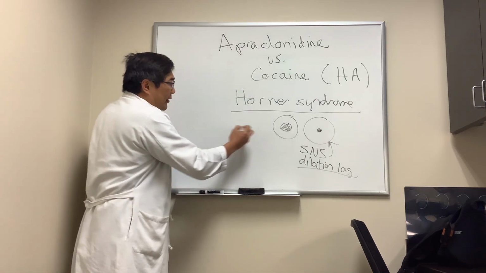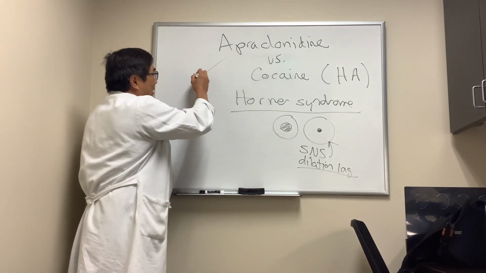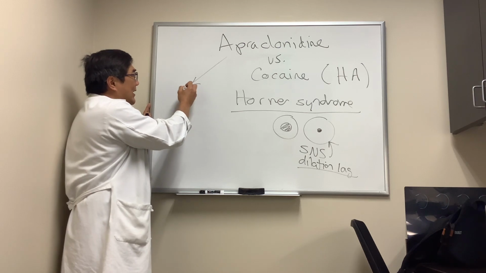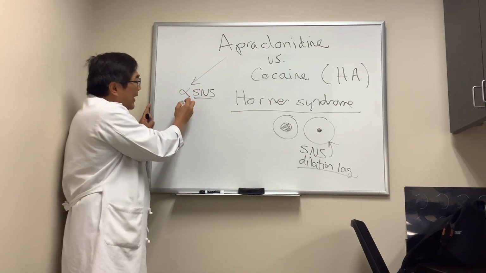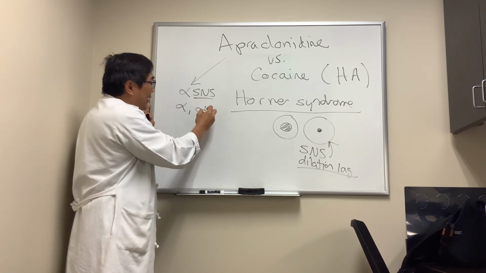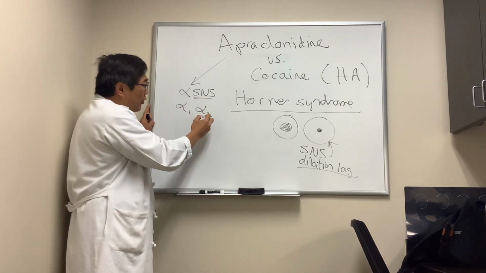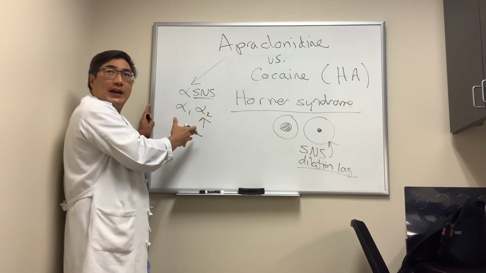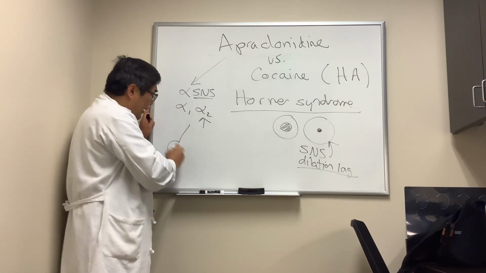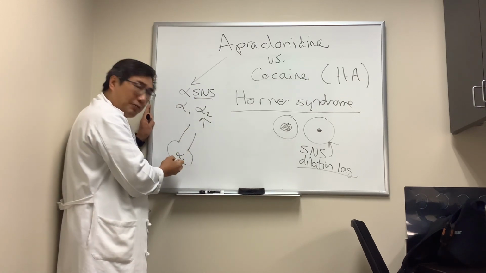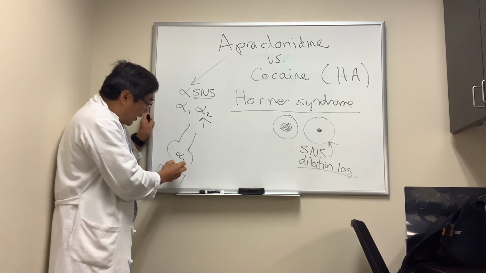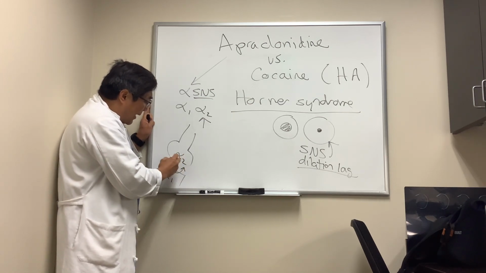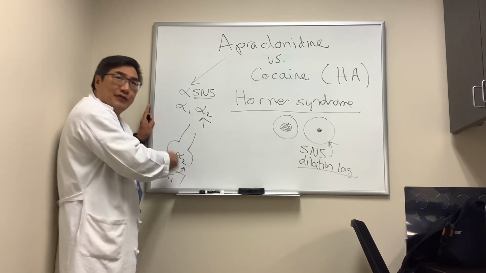Back to apraclonidine now. So if we put in apraclonidine into an eye, apraclonidine is an alpha. It's a sympathetic adrenergic agent. And as you know, there are two receptors, alpha 1 and alpha 2. Under normal conditions, the alpha 2 effect predominates. And as you remember, the alpha 2 is the presynaptic alpha, and the postsynaptic is alpha 1, and so there's negative feedback here to turn off the sympathetics.